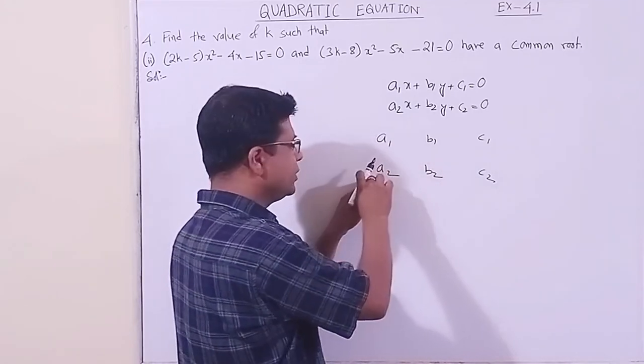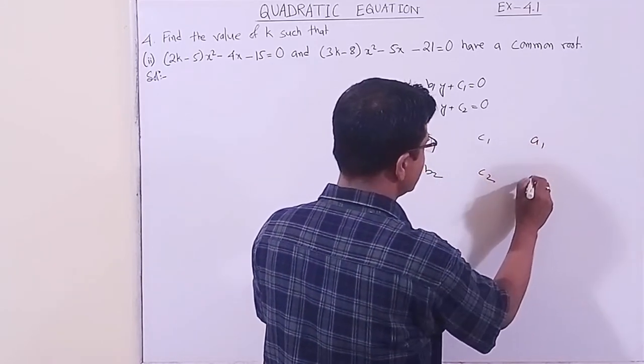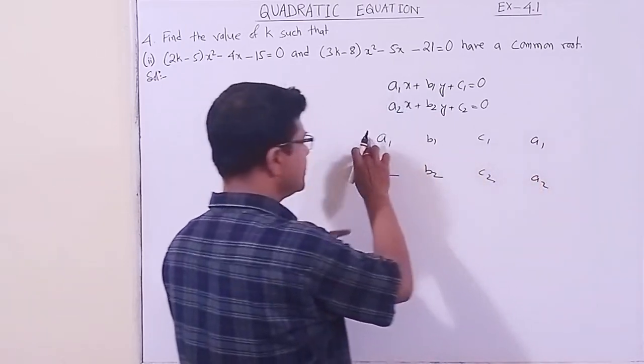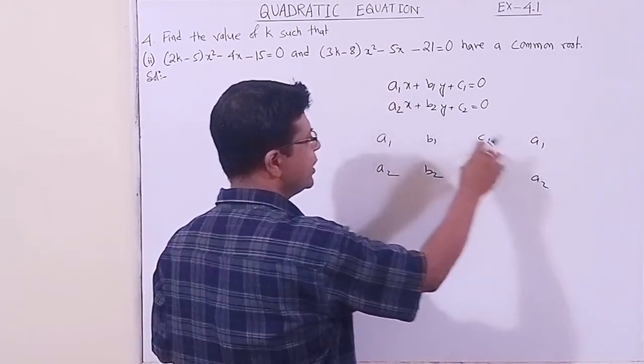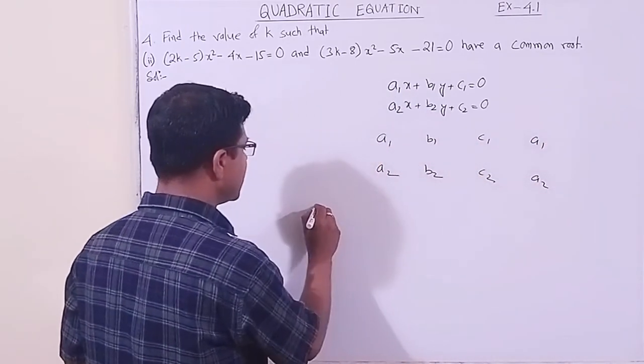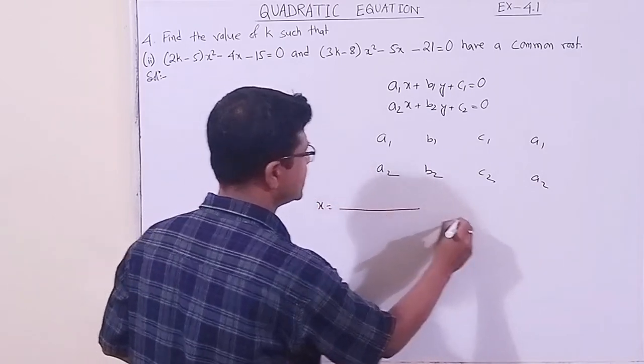We have started with a1, a2. Again we shall close with a1, a2. You see, we have started with a1, a2 and again here a1, a2. Now what is x and what is y? How do we find x and y directly?